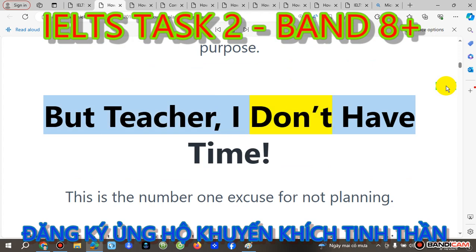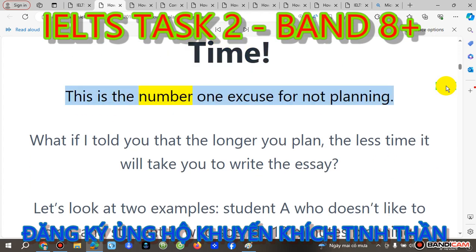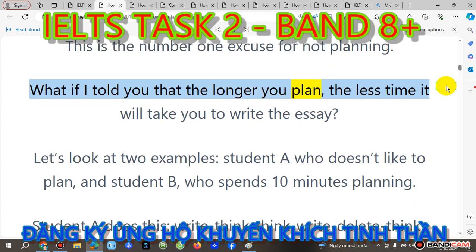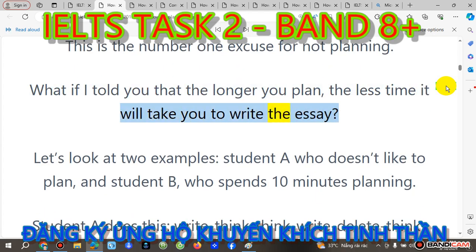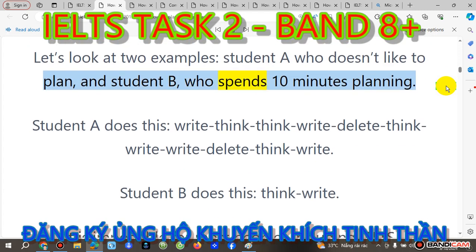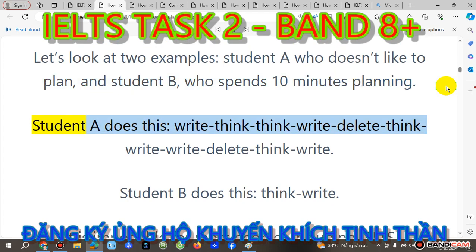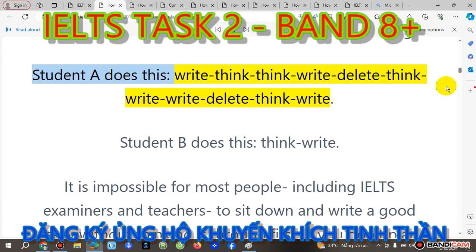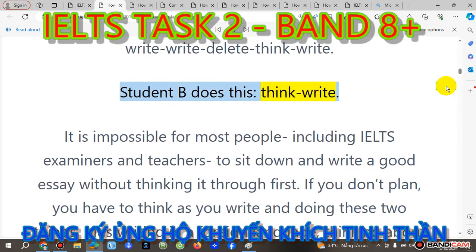But teacher, I don't have time. This is the number one excuse for not planning. What if I told you that the longer you plan, the less time it will take you to write the essay? Let's look at two examples: student A, who doesn't like to plan, and student B, who spends 10 minutes planning. Student A does this: write, think, write, delete, think, write, delete, think, write. Student B does this: think, write.